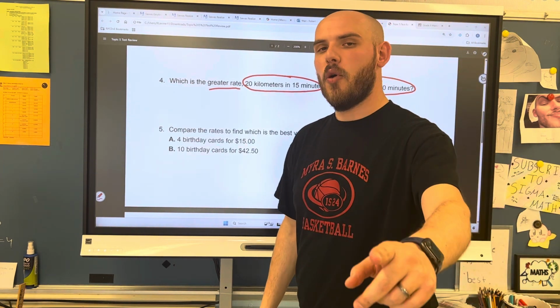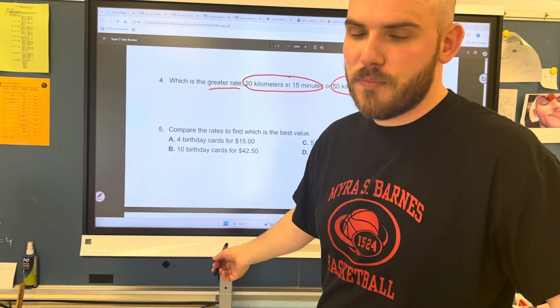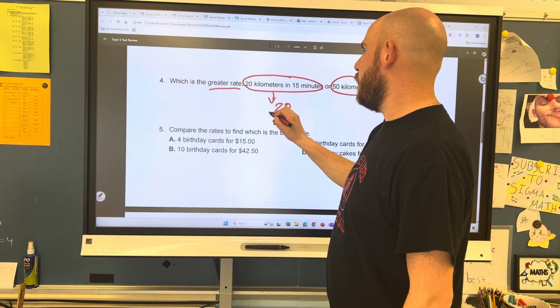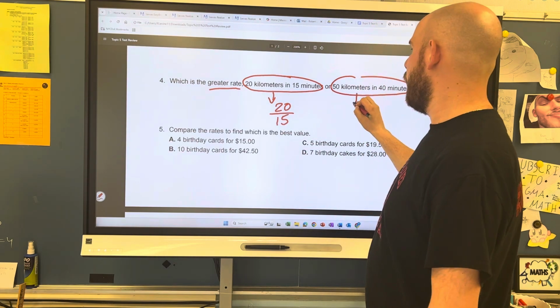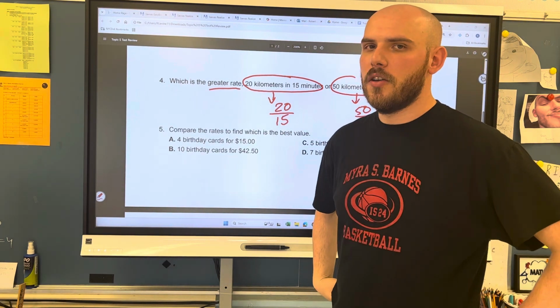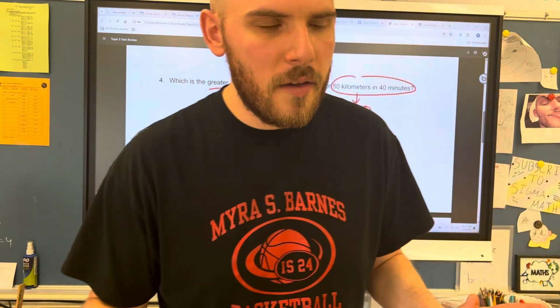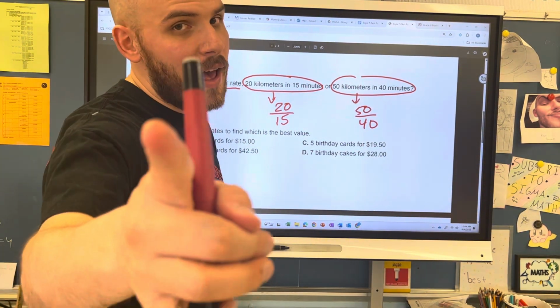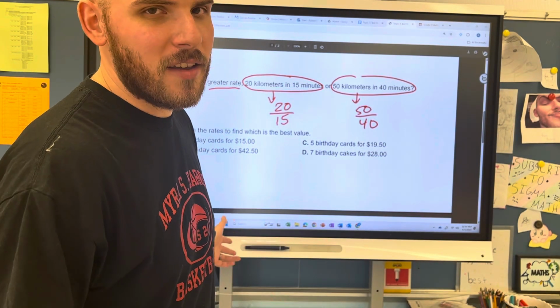Well, I'm going to turn these both into fractions because I'm just built like that. So I'm going to turn them into fractions. So 20 over 15 and 50 over 40. You following along? Good. There are a million gabillion ways to do this question, but I'm going to do it one way. And if you don't like that way, too bad, because we did all the other ways in class.